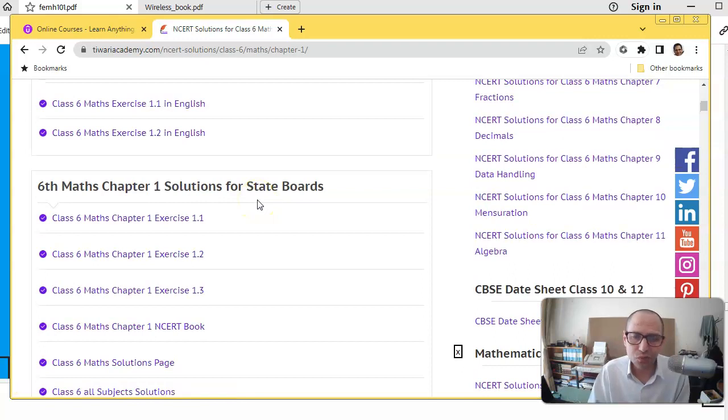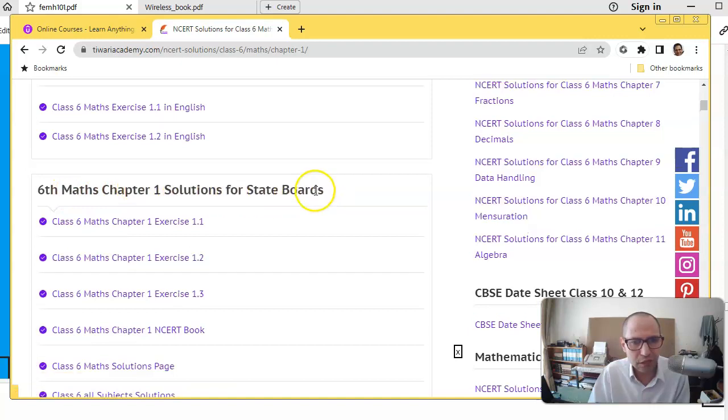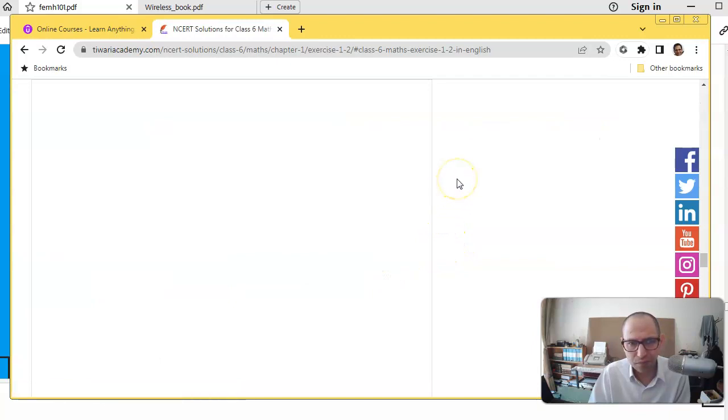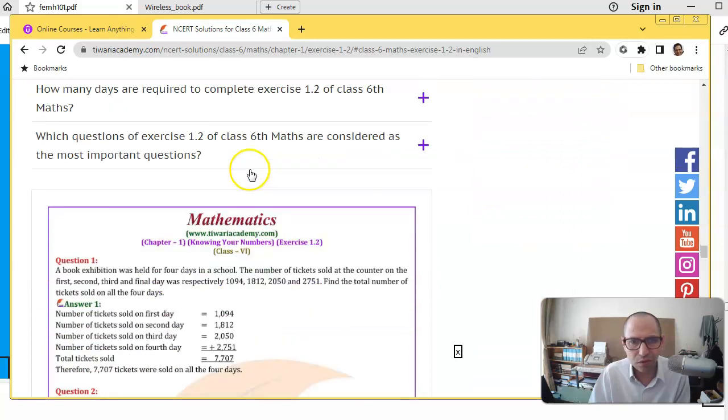In the solutions that you find on Tiwari Academy, there are very rarely any mistakes. There are many other places where you can find solutions for these books, but this is the best source that I've ever found. The solutions have almost no mistakes. You see over here, class 6 math chapter 1 solution for state board. You can go for CBSE board, for example, any of them would work. For CBSE board, class 6 math exercise 1.2 in English, the solutions are given here.